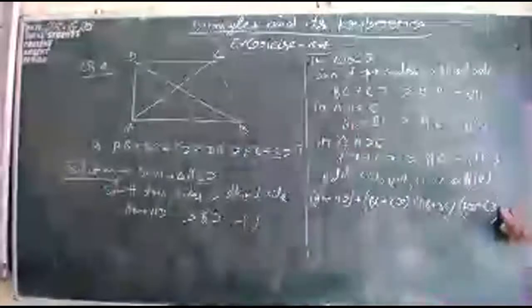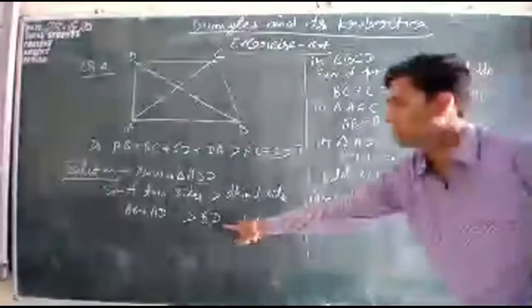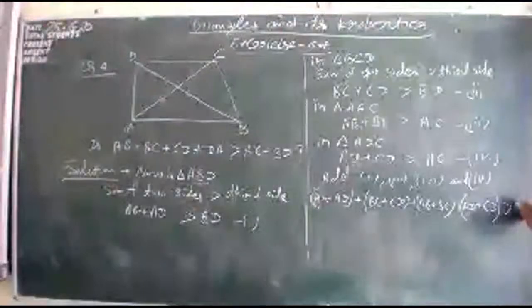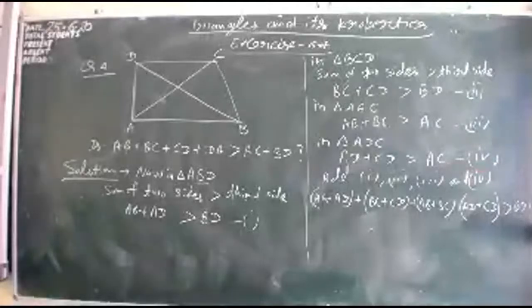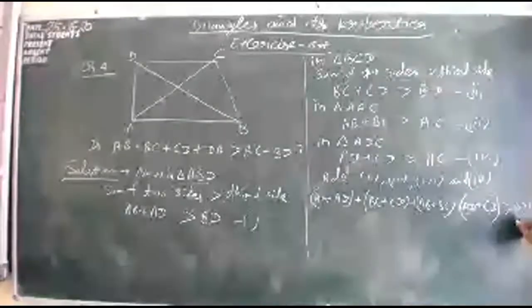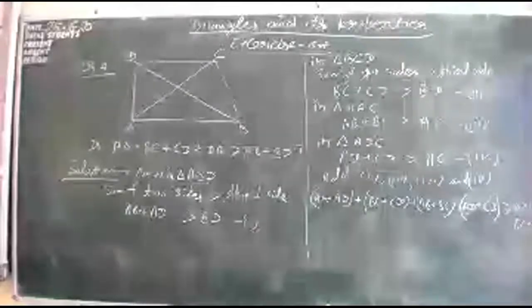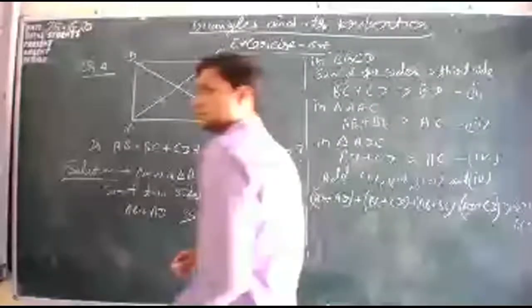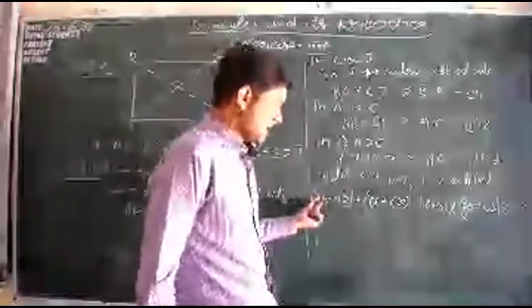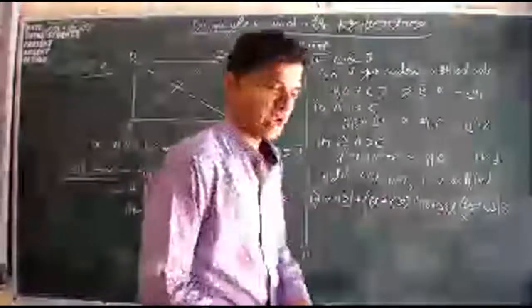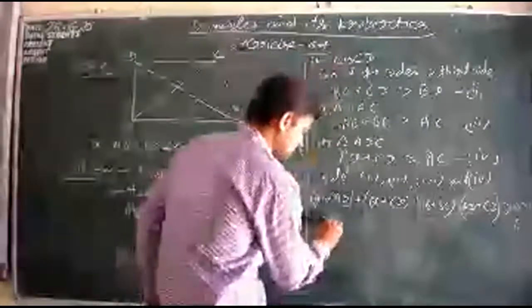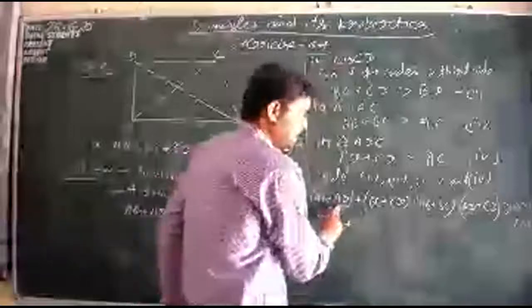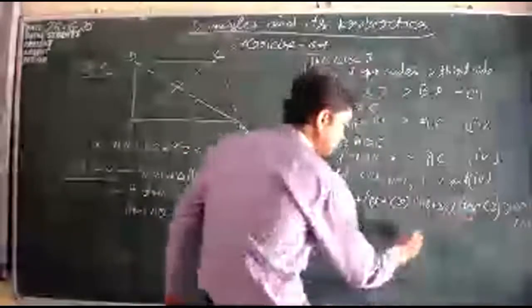The symbol is greater than, so we will use the greater than symbol. RHS is BD plus BD, next AC plus AC. Clear? Next, it has 4 steps. According to this we add AB and AB, which means 2 AB, and AD plus AD, which has 2 AD.